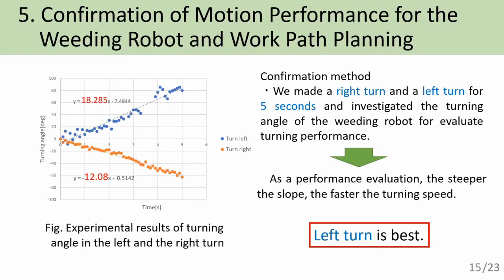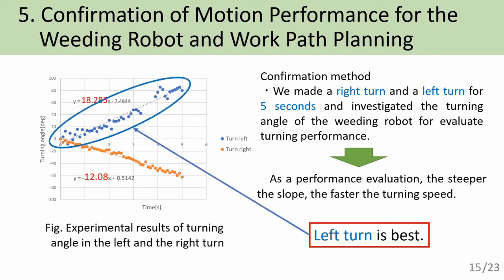Next, confirmation of motion performance for the weeding robot and work path planning. As the confirmation method, we made a right turn and a left turn for 5 seconds and investigated the turning angle of the weeding robot to evaluate turning performance. As a performance evaluation, I found it better to turn left.